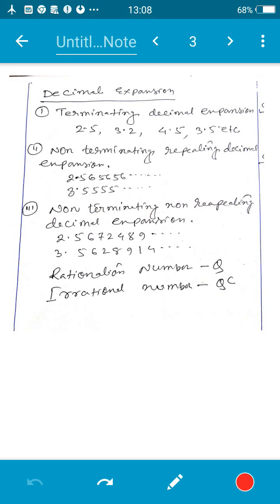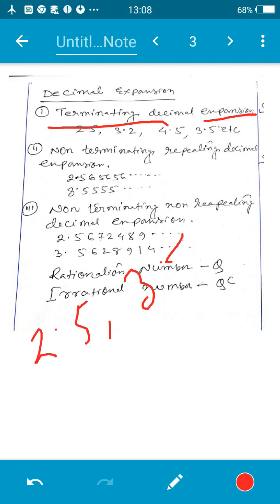Then the examples of terminating decimal expansion are 2.5, 3.4, 4.6, 4.8, or 5.6, etc.